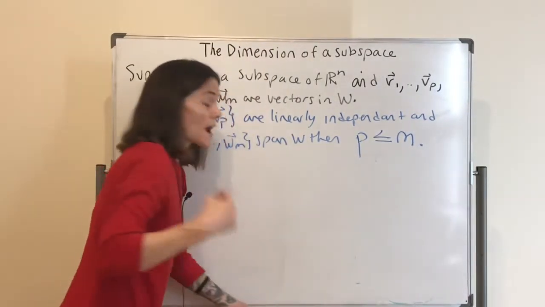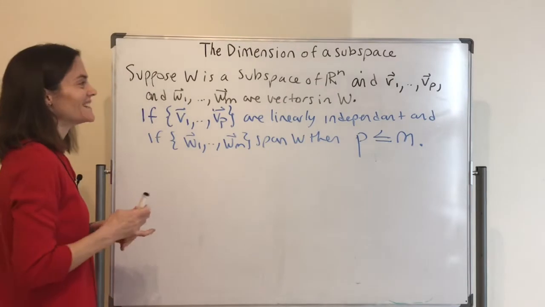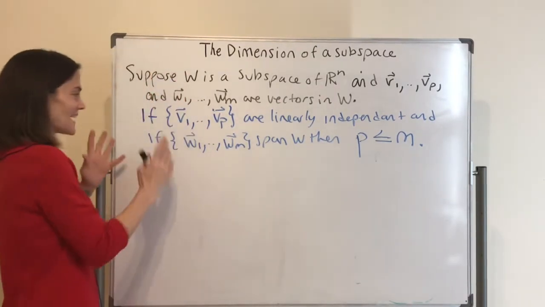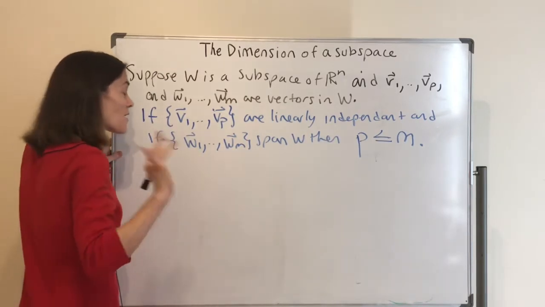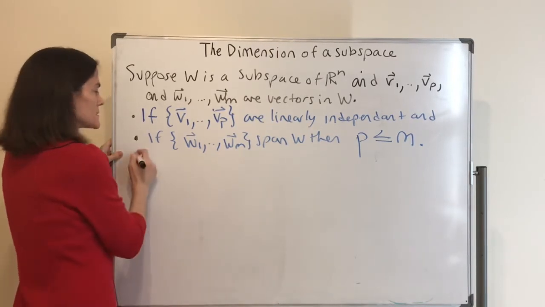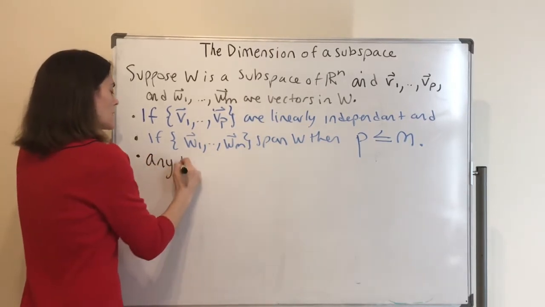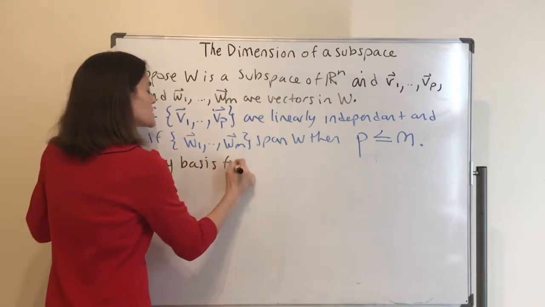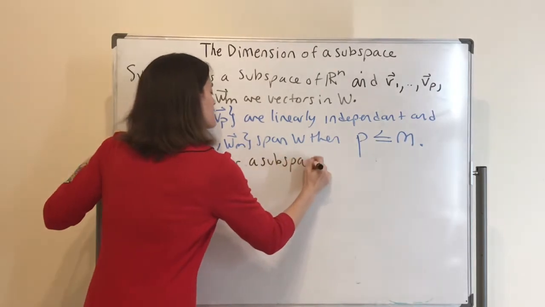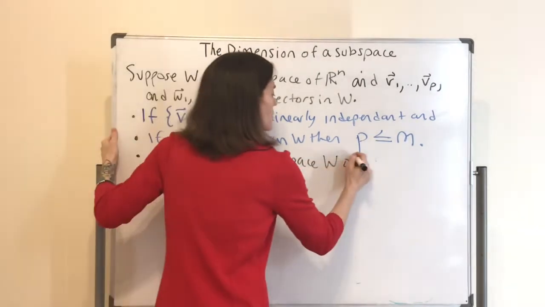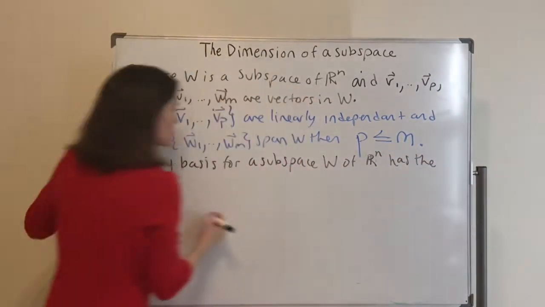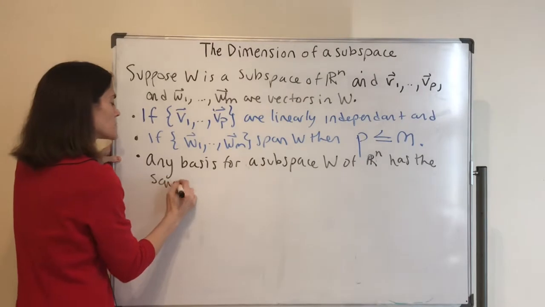Okay, another observation or fact, really it's a theorem, but I'm not proving it. Some theorems I prove and some theorems I don't, and I'm not proving either one of these. But another observation that I want to make, in the same kind of spirit as these two, is that any basis for a subspace W of Rn has the same number of elements, or I should say the same number of vectors.